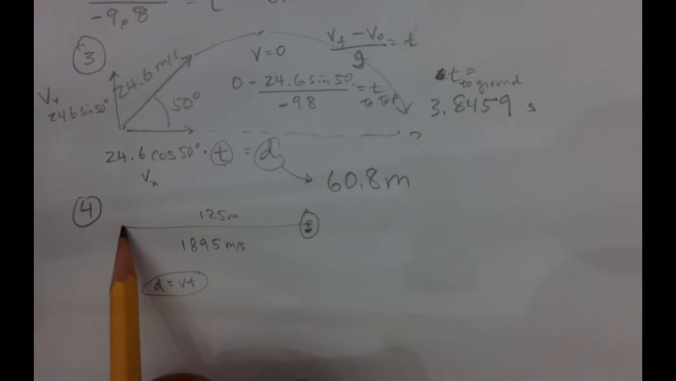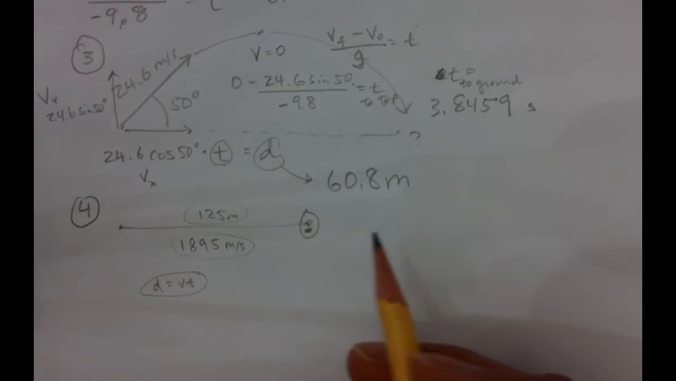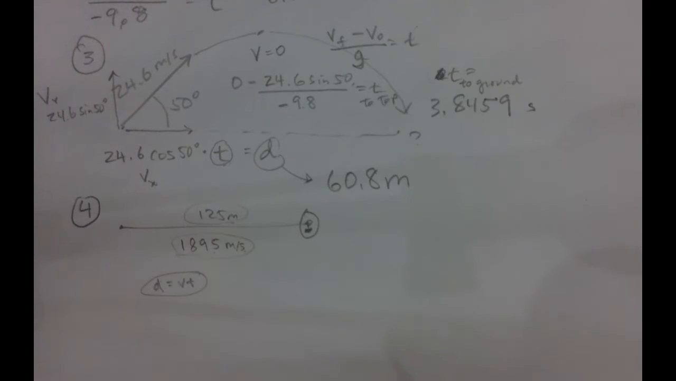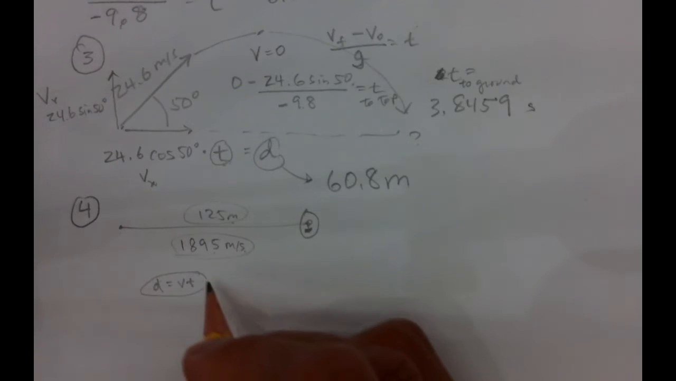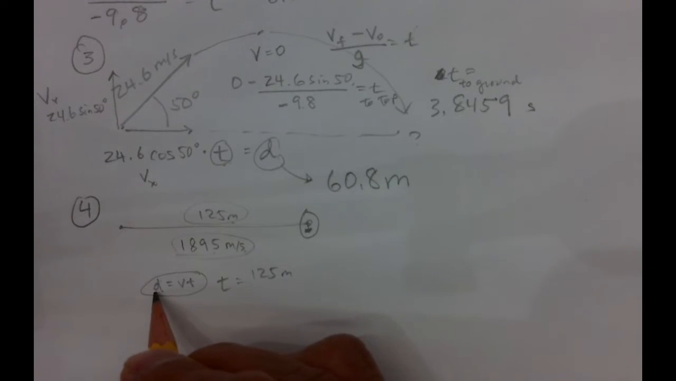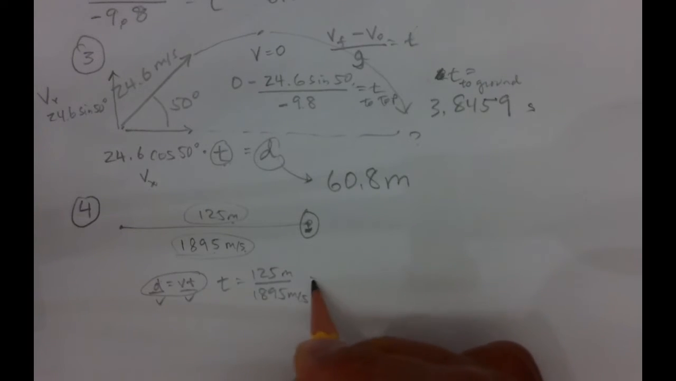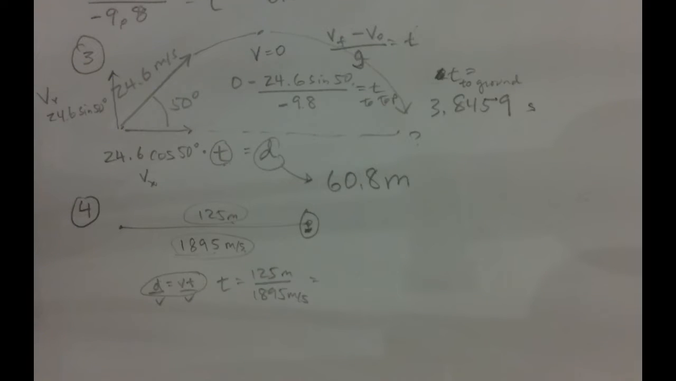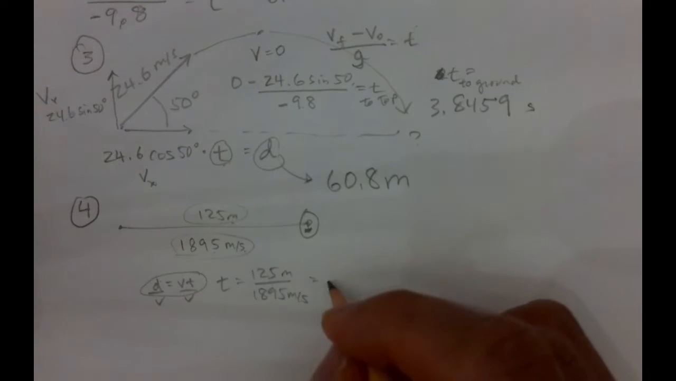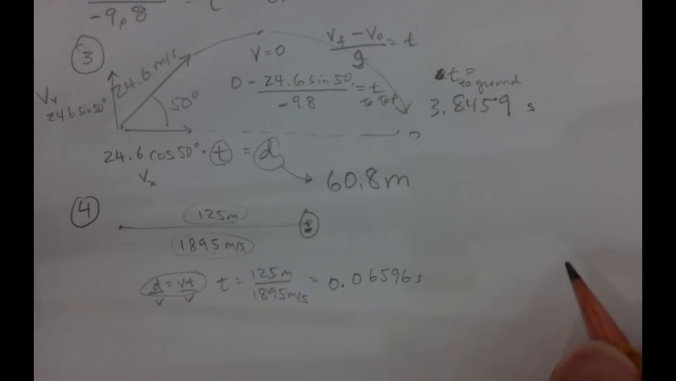Because the only time that it has is the length of time it takes to get from here to here, going at this speed, which is obviously going to be a good deal less than 1 second if it's going this many meters per second, and it only has that fraction of that to go. So rearranging this, time is equal to distance divided by velocity, and we'll get something pretty small. Yep, 0.06596 seconds in the air.